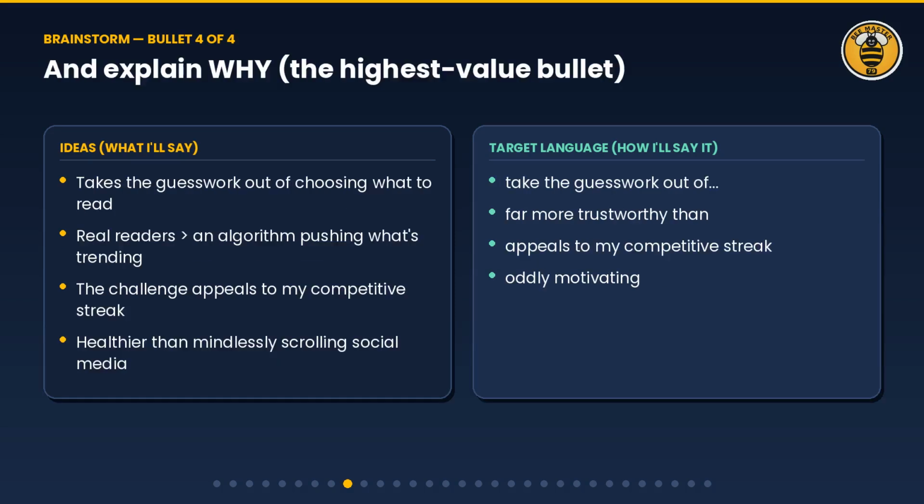Bullet 4, and the most important one. Why? This is where you stop describing and start arguing. Lynn gives 3 separate reasons. It removes decision fatigue, human recommendations beat an algorithm, and it beats scrolling social media. Reasons plural, with a contrast in each.